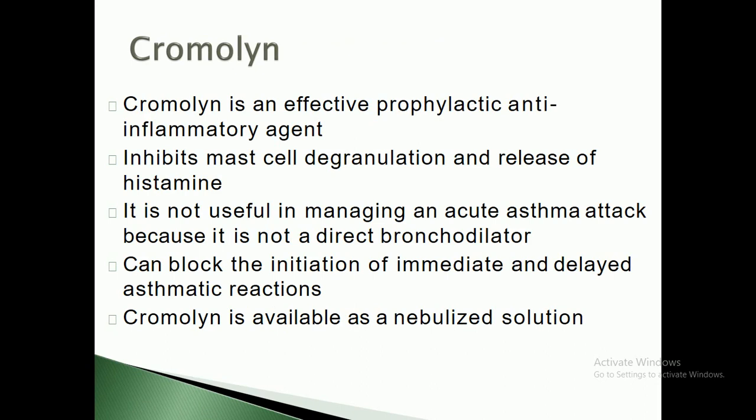Cromolyn is another agent. Cromolyn is an effective prophylactic anti-inflammatory agent. It can inhibit mast cell degranulation and release of histamine. Cromolyn is not useful in managing an acute asthmatic attack because it is not a direct bronchodilator agent.